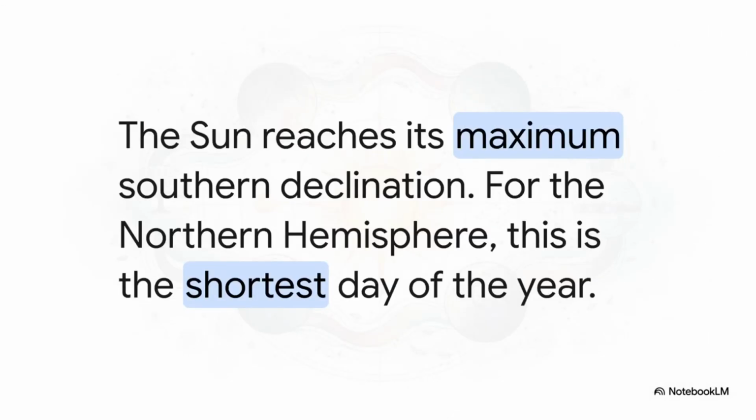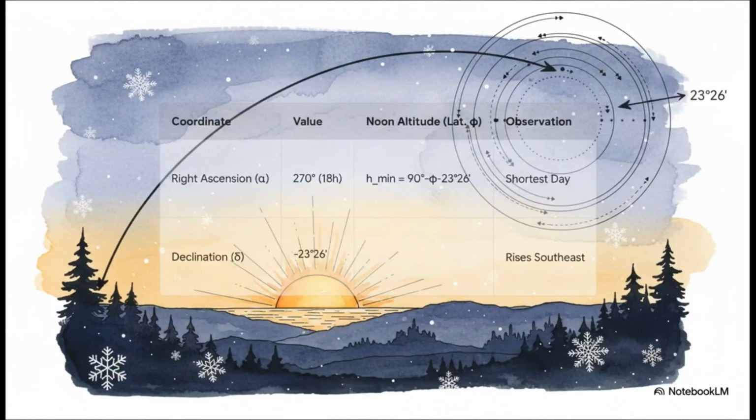Finally, we complete our tour on December 22nd. The sun has reached its southernmost point in the sky, its maximum southern declination. This is the winter solstice, the final of the 4 great turning points of the year. At this point, the right ascension is 18 hours, and the declination hits its minimum value, -23 degrees and 26 minutes. In the northern hemisphere, this means the sun traces a very low, short path across the sky, which gives us the shortest day of the year and a sunrise in the southeast.